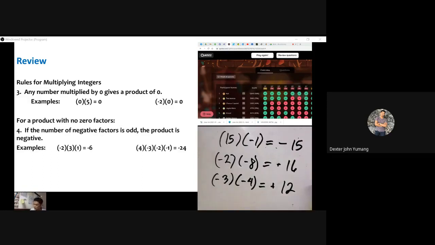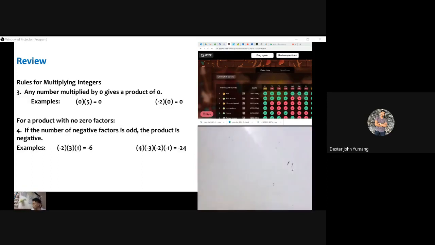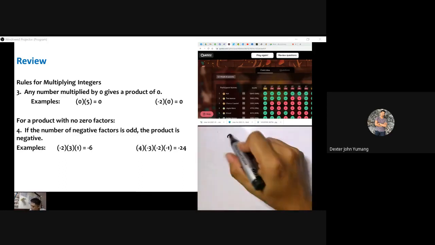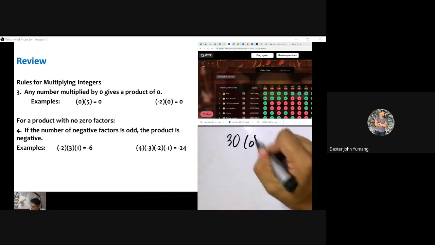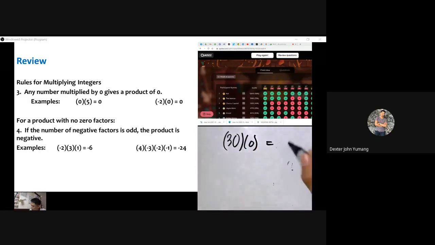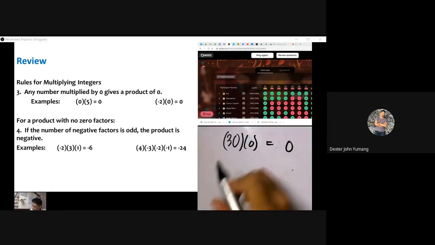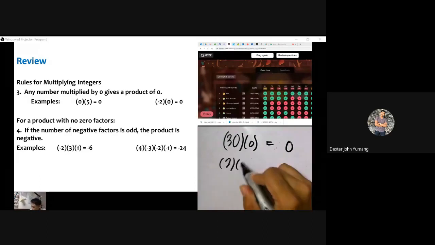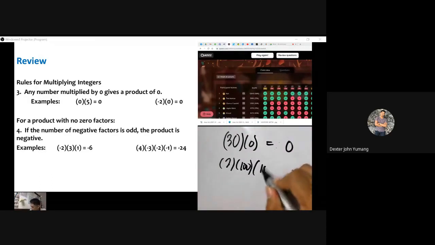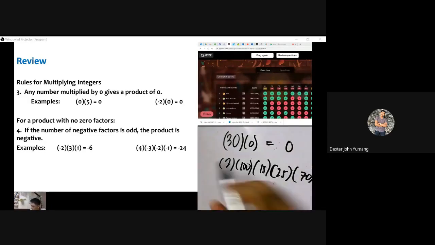Ito pa, tandaan nyo. Any number, multiplied mo sa 0, magiging 0. For example, 30 times 0. Automatic, ang sagot mo 0 na yan siya. Okay, another example, nag-multiply ka ng numbers. 2 times 100 times 15 times 25 times 70. Tapos, merong times 0 dito. So, automatic ang sagot 0.